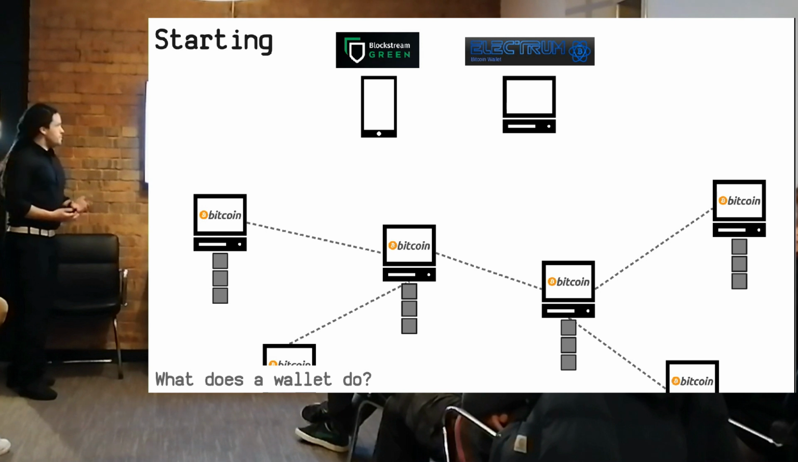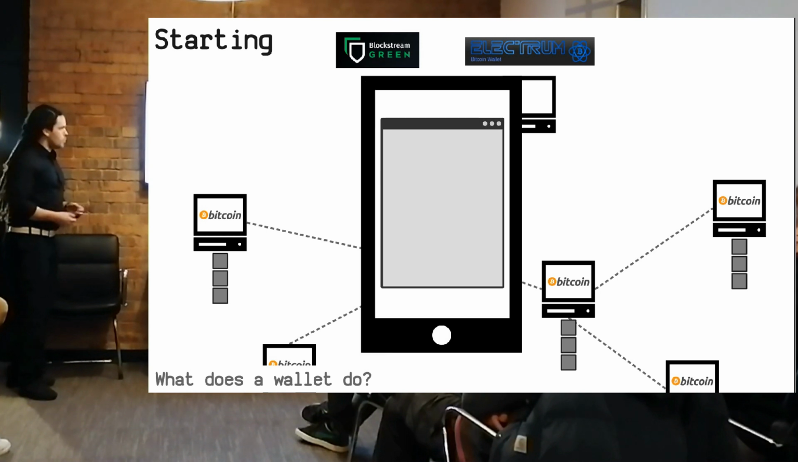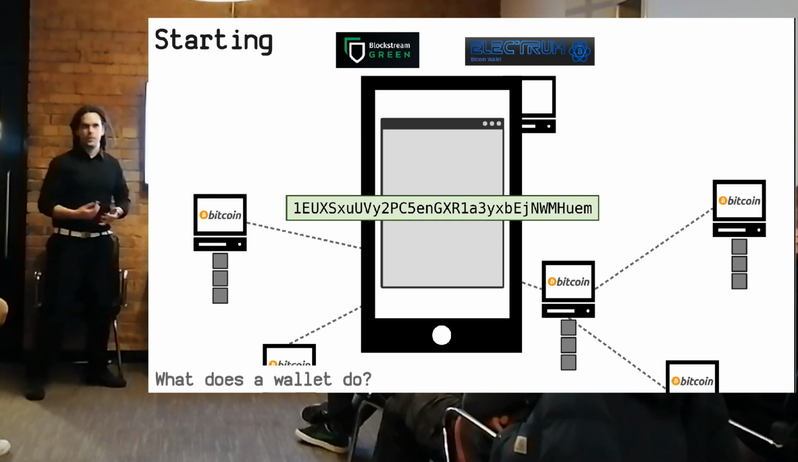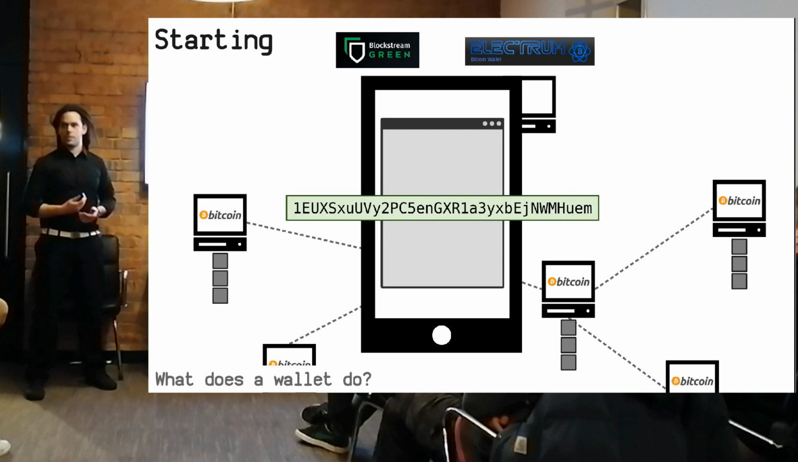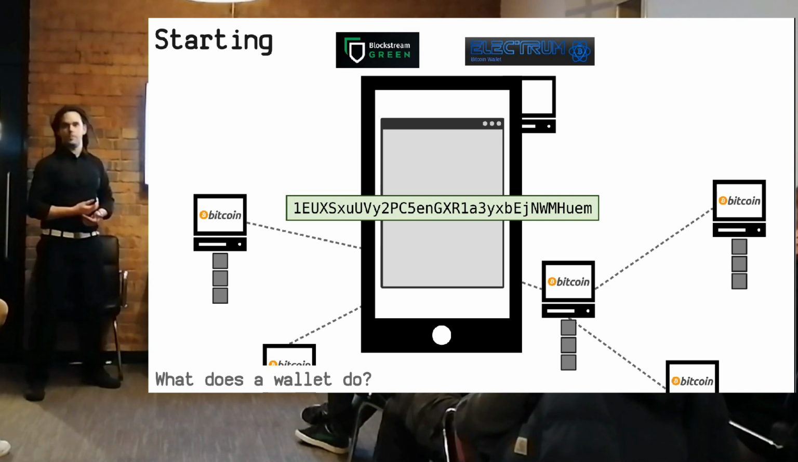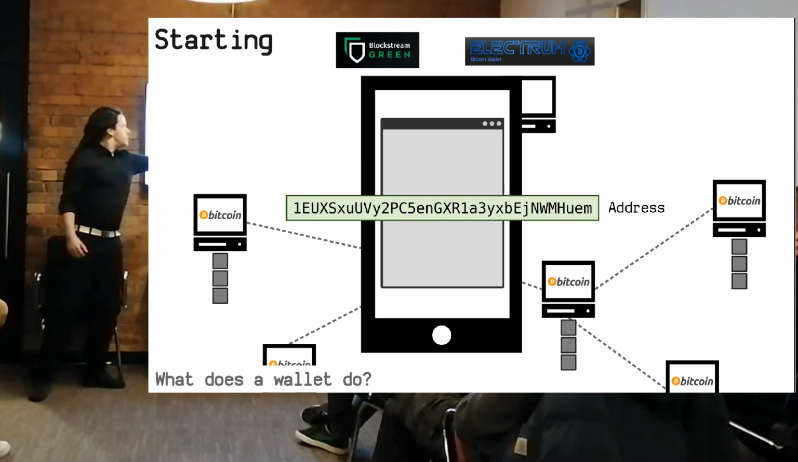So what does a wallet do? When you run a wallet for the first time, or when you use a wallet, it'll give you these things called addresses. These are like your account numbers that you can give to people so they can send you Bitcoins. So a wallet ultimately just manages your addresses so people can send you Bitcoins. And they look like this.